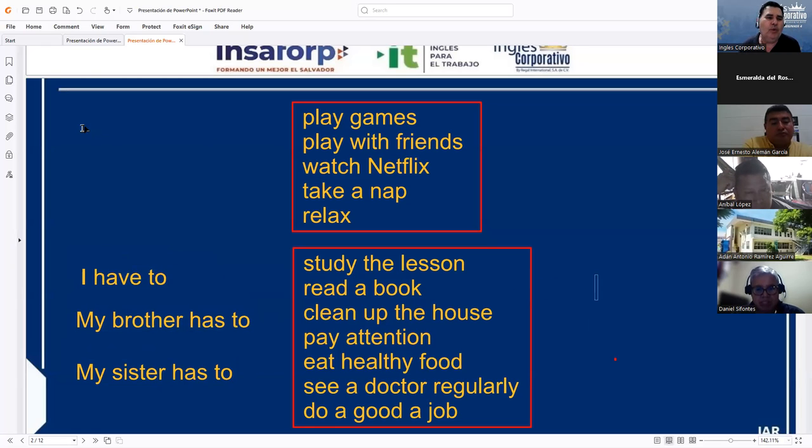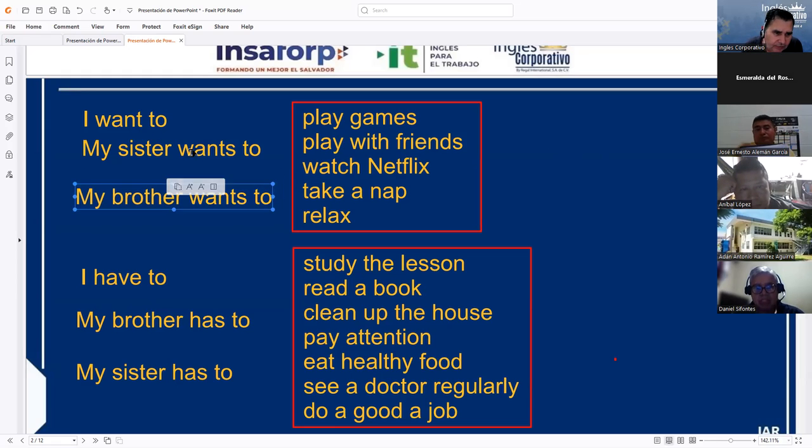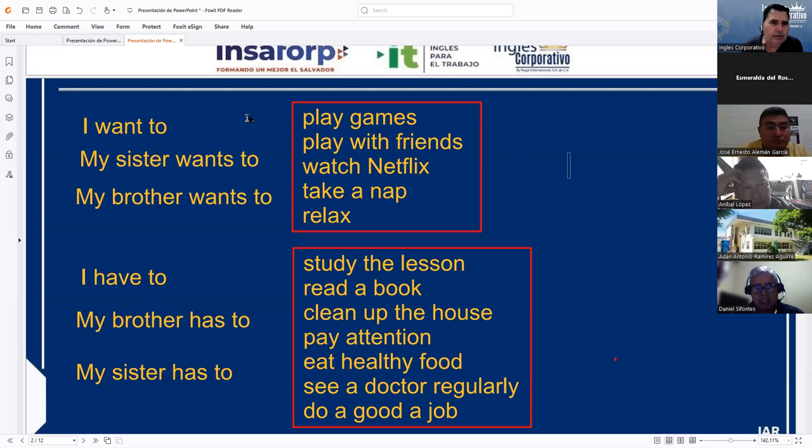So what do we say in this one? I want to. Is it an obligation? No, it's an option. My sister wants to. My brother wants to. So we say like this. This is fun. Okay, so let's put here fun, and let's put here obligations.